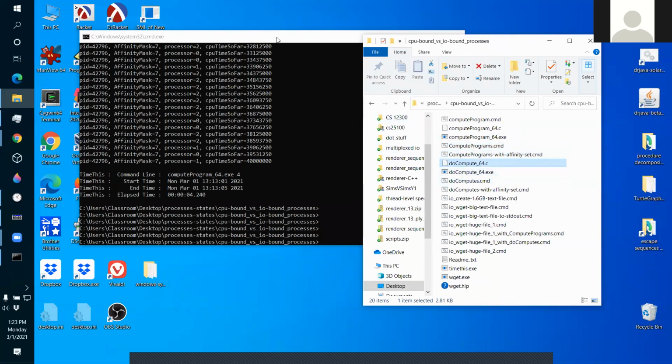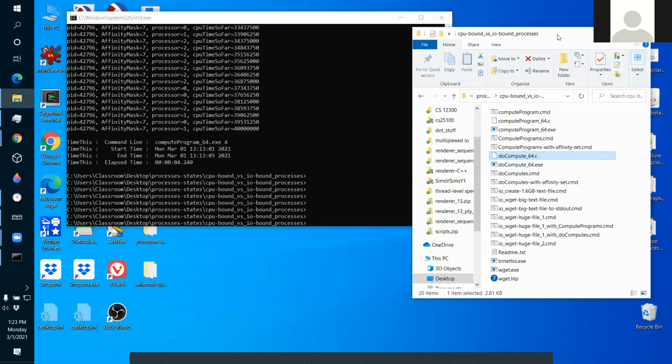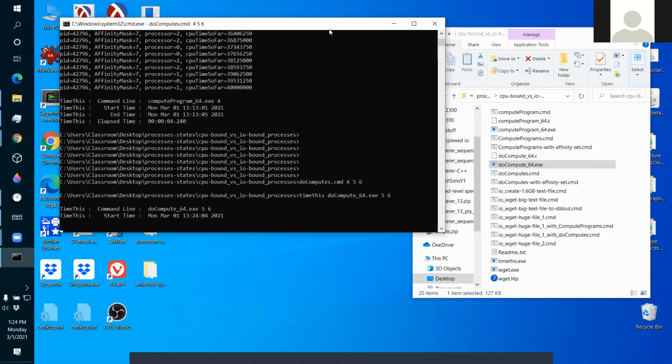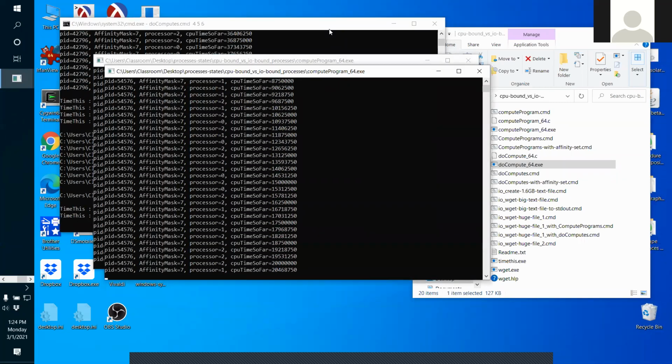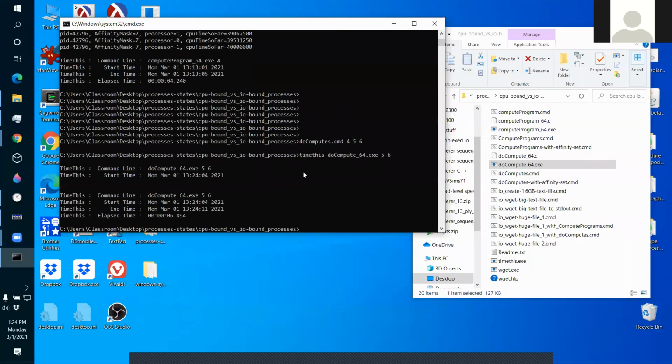Notice that when I do it this way, I can't time the whole thing. I'm timing each individual one. So if I say do computes, and I say like a 4-second job and a 5-second job and a 6-second job, each one of them gets timed, but I don't know how long the whole thing took. I don't actually time the whole thing.